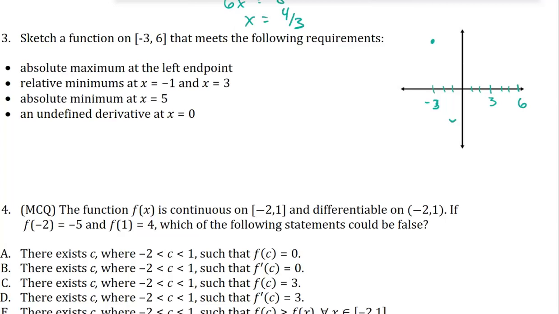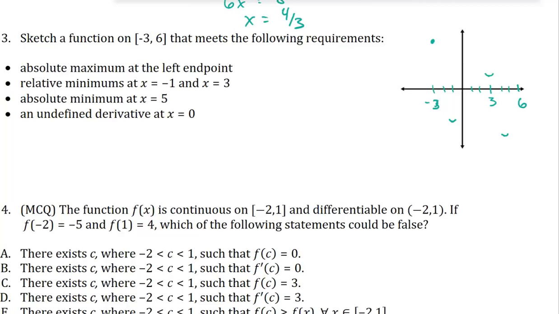And then also at 3, and it does not have to be the same. Actually, I'm going to put it up here just for fun. Okay, so a min at 3. Absolute min at x equals 5, so it could also be a local min, but doesn't have to be. It does have to be lower than the other ones there. I'm going to do that.